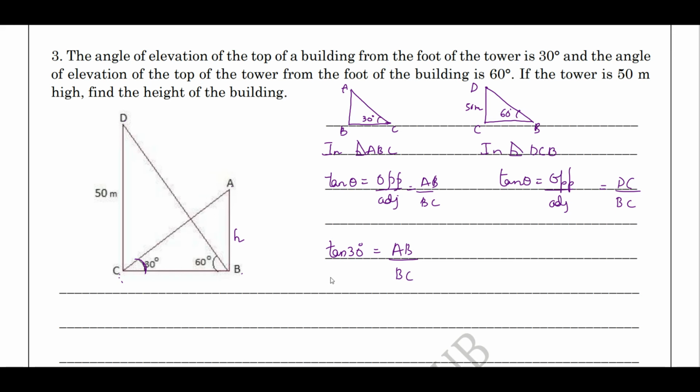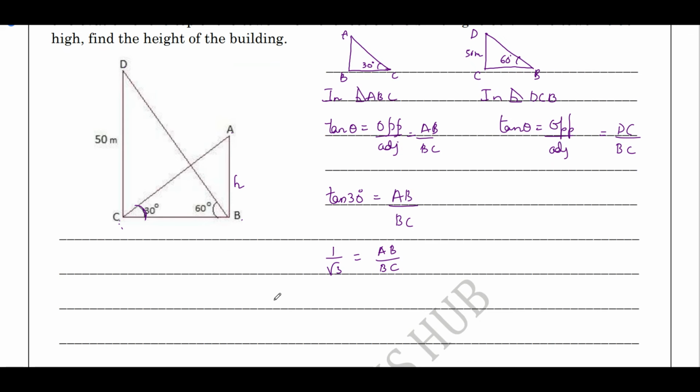Now what is the value of tan 30? It is 1 by root 3 equals AB by BC. Now cross multiply: BC into 1 is BC, AB into root 3 is AB into root 3. What is AB here? It is h. So BC equals h into root 3. Consider this as equation 1.